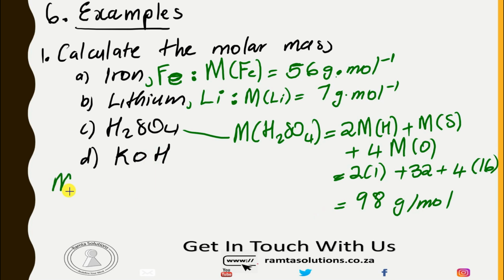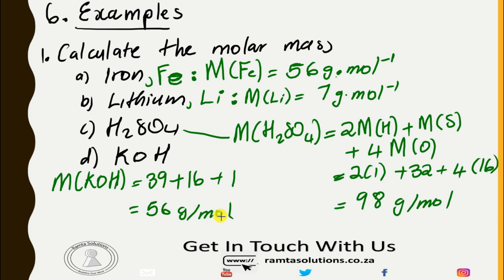Now, let's look at the molar mass of potassium hydroxide. You have 1 potassium atom, so look for its mass. What is its mass? The mass of potassium is 39. The mass of oxygen is 16, and the mass of hydrogen is 1. So this becomes 56 grams per mole.